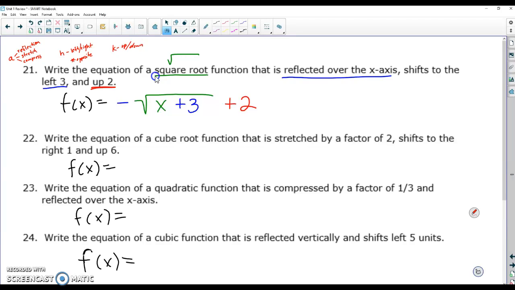So there's our function. You'll notice all of our functions say f of x equals. You can write y equals. It means the same thing. Doesn't matter. Okay, the next one, we got to write a cube root.